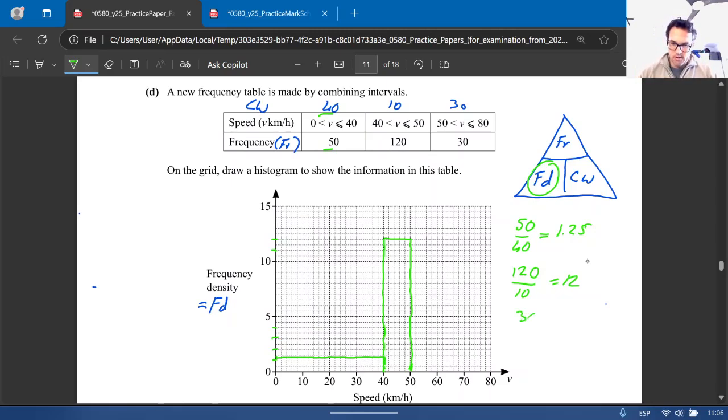Last one, 30 and 30. Of course, 30 divided by 30 equals 1. Now we know 1 is down here and it goes from 50 to 80. So 2 squares. See that? If there is a little bit of daylight, they call it, there or there, they've got reason not to give you marks. That's why you use a ruler.